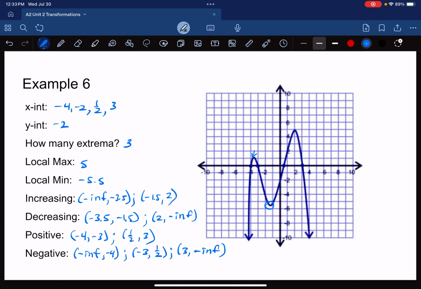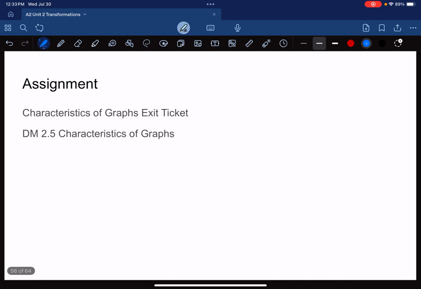Yeah, so I could imagine just one of those questions on the test or quiz because, you know, that's several questions, several points. 1, 2, 3, 4, 5, 6, 7, 8 points. Or is that 9? I can't even count. Yeah, it's 9. So there's an assignment there, characteristics of graphs. It's an exit ticket. That's a form. And then there's a Delta Math assignment on that as well.